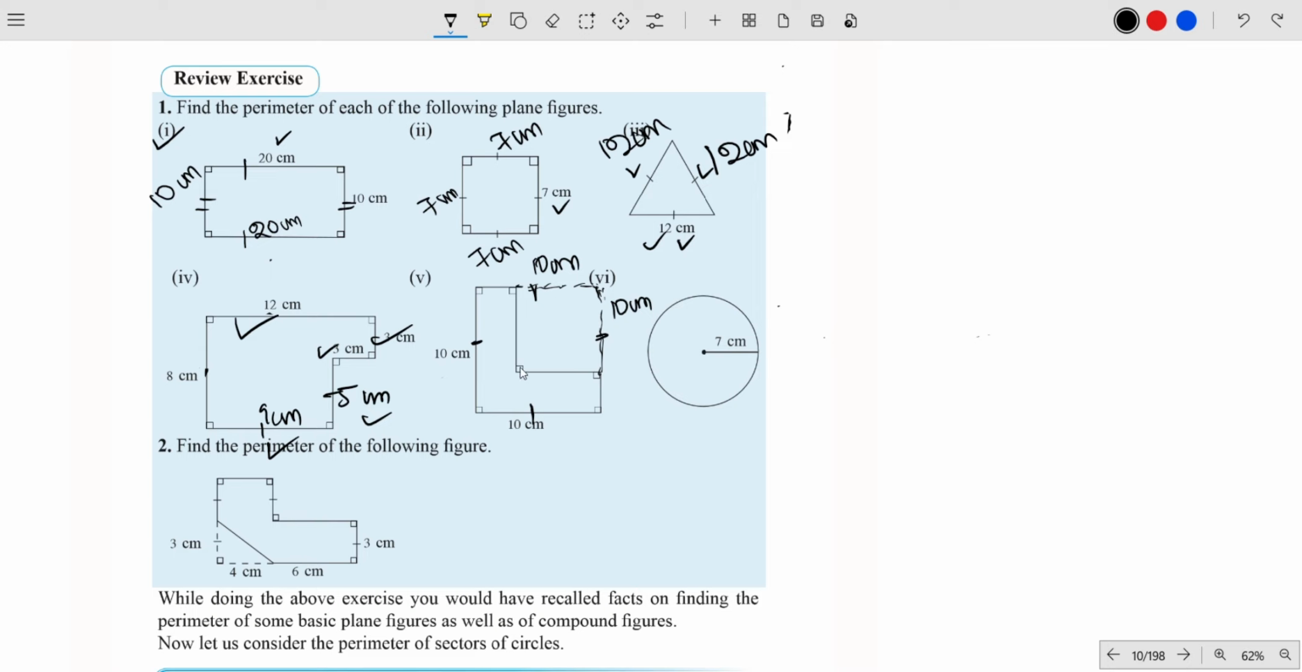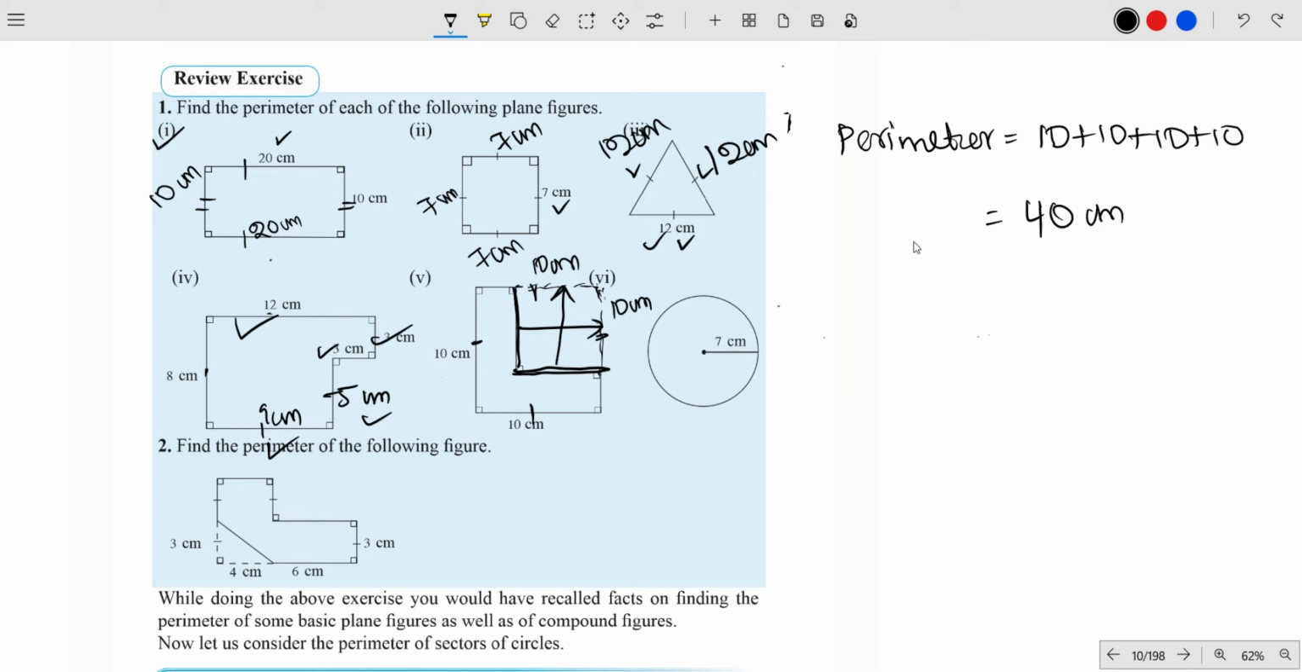So you know that we are getting this side to here and this side to here. So the perimeter of the fifth picture is 10 plus 10 plus 10 plus 10. So this will be equal to 40 centimeters. So this will be the answer for the fifth question.